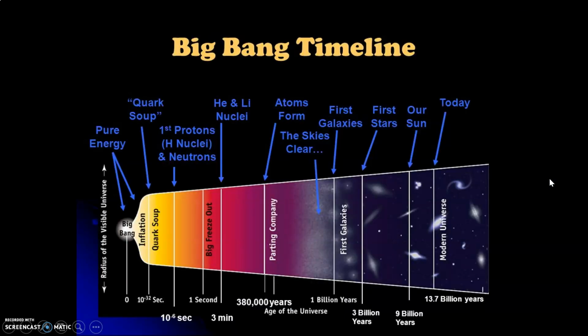This is just the Big Bang timeline. It starts over here with the Big Bang, goes through lots of different steps. You do not have to know all of this, but it's not until way out here where the first galaxies are born about 1 billion years later. And then we get to stars, then we get to our star or our sun, then we get to where we are currently today. Note that that is 13.7 billion years from the beginning.